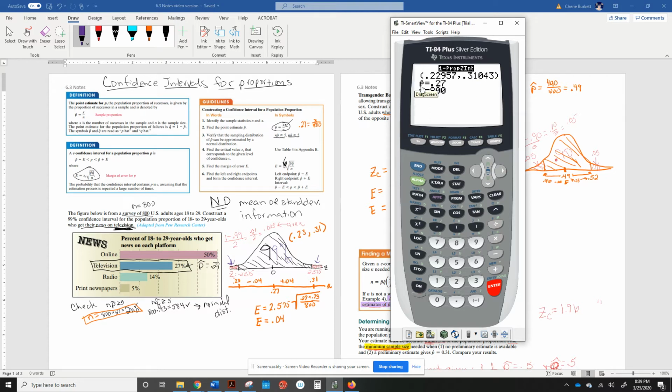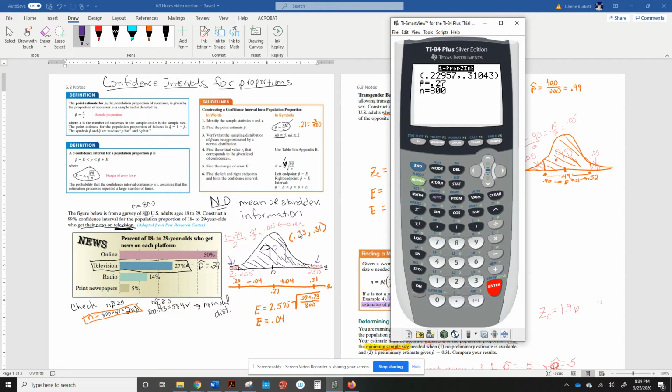Notice it shows us right here that p hat is 0.27. It told us that our interval was 0.229, which rounds up to 0.23, and 0.31. So there's the confidence interval right there.